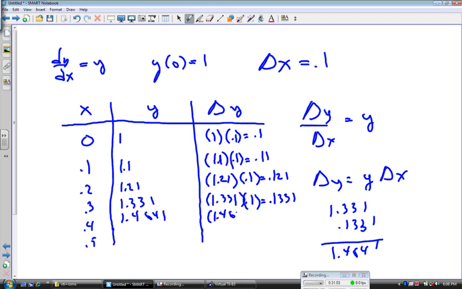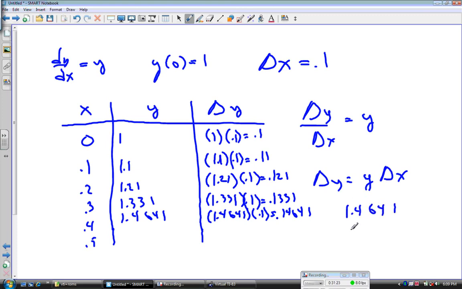Let's see. 1.4641 times 0.1 equals 0.14641. So we'll do that last sum, and we'll get our estimate. So it's going to be the last y value plus the new delta y, and you get 1, 5. See, the carryover is going to mess it up. 1.61051. And you can read the chapter and figure out when Euler's method overestimates, when it underestimates.